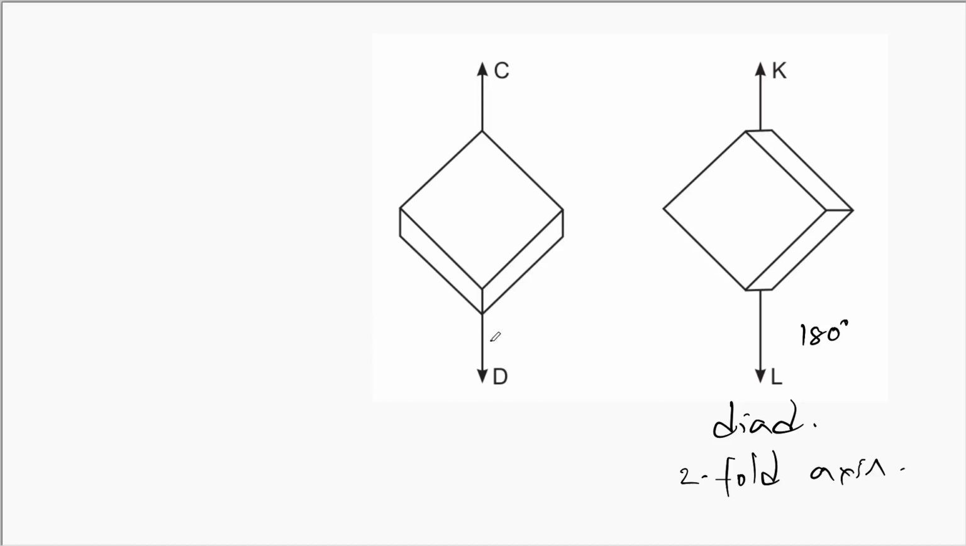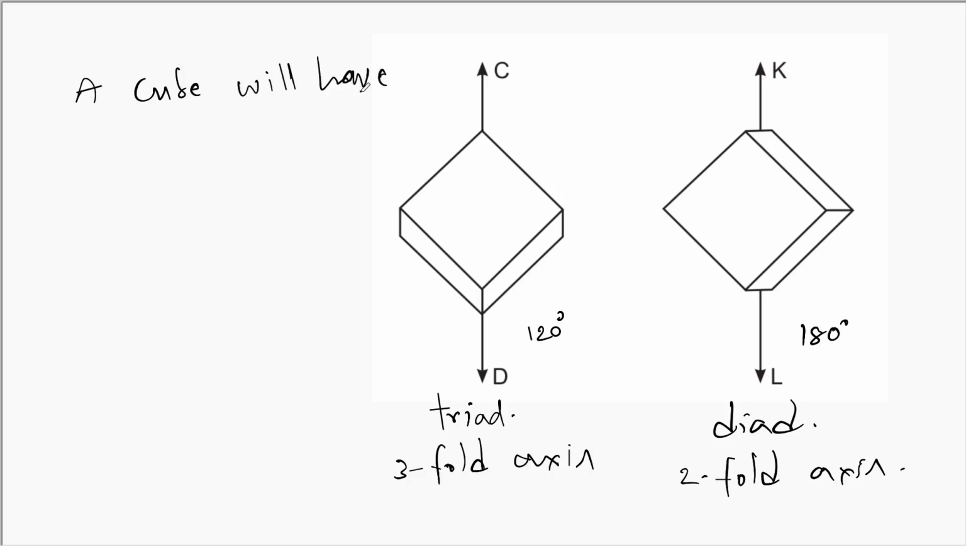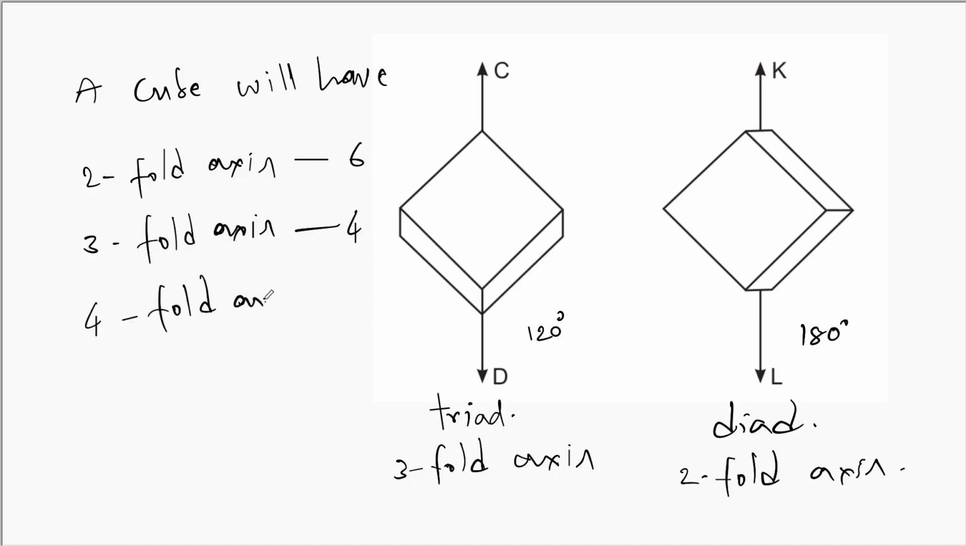Similarly, if you rotate the cube about the axis passing through the body diagonal, that is the CD line, then for every 120 degrees of rotation, we obtain an identical configuration for the cube, which means the axis CD is a three-fold axis, a triad. A cube will have 6 two-fold axes, 4 three-fold axes, and 3 four-fold axes. We can have 13 axes of symmetry in a cube.